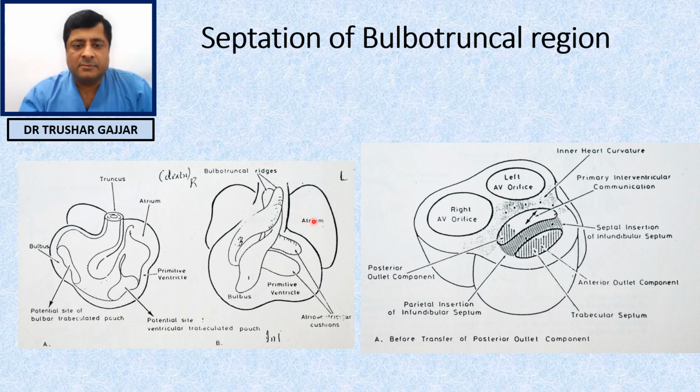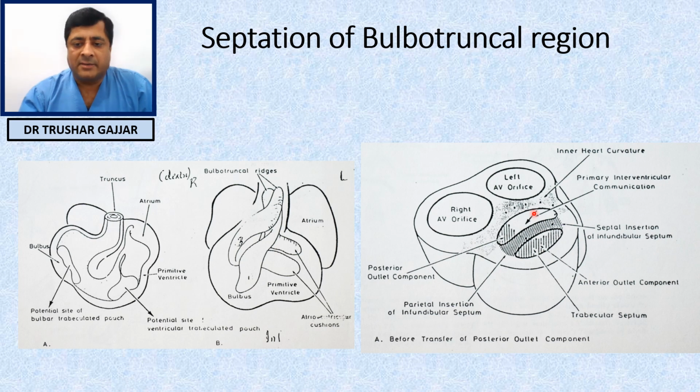Now we would like to see about the distal part of the bulbus. As mentioned earlier, the endocardial cushion is there in the bulbotruncal region as well. Here the endocardial cushions are of the lateral variety, meaning they are lateral cushions. They divide the bulbotruncal junction into anterior and posterior canal.